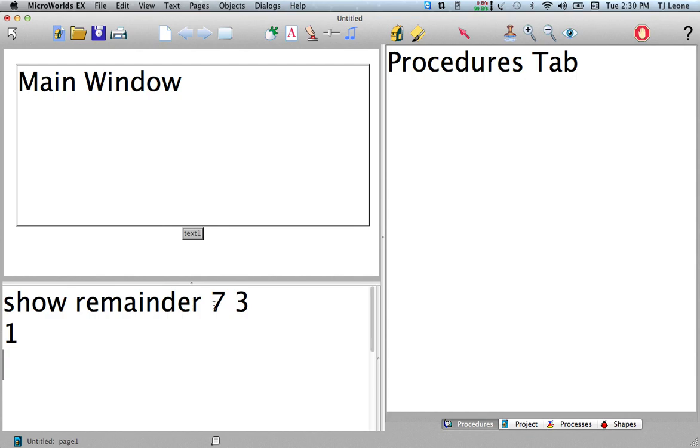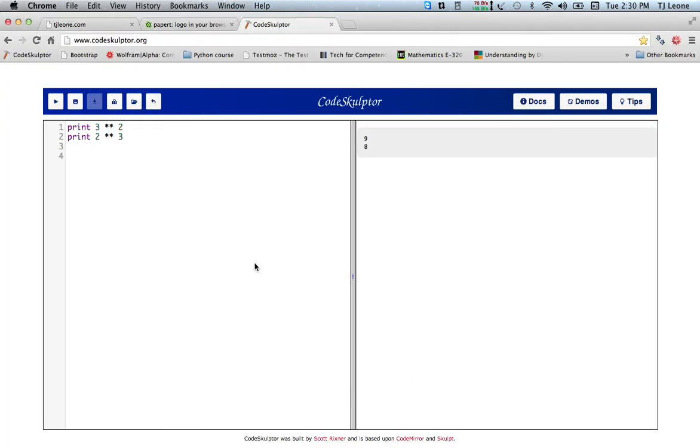Similarly, we could also do something like 12 divided by 3, and that's going to have a remainder of 0, right? So if we do that, we get a 0. So we can do a similar thing in Code Sculptor. There's an operator that looks like this. And this. Or this. Okay?